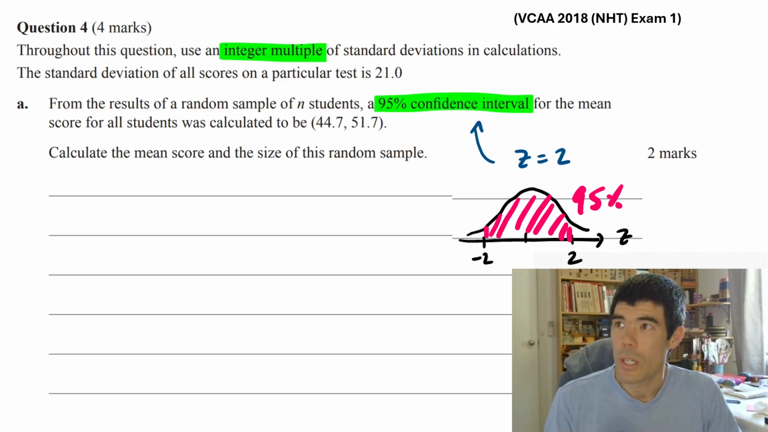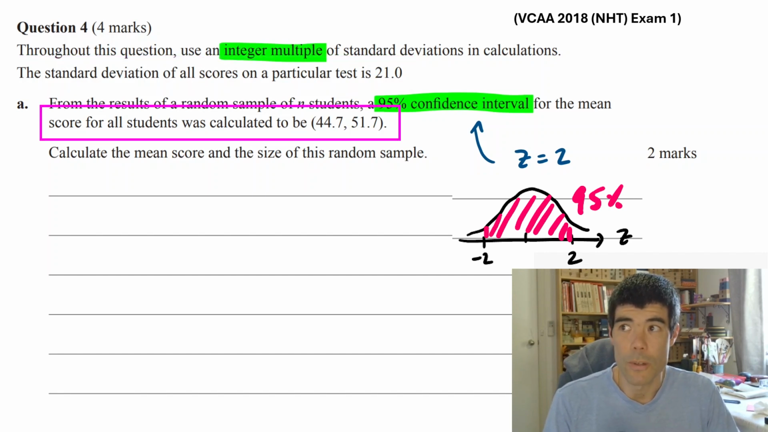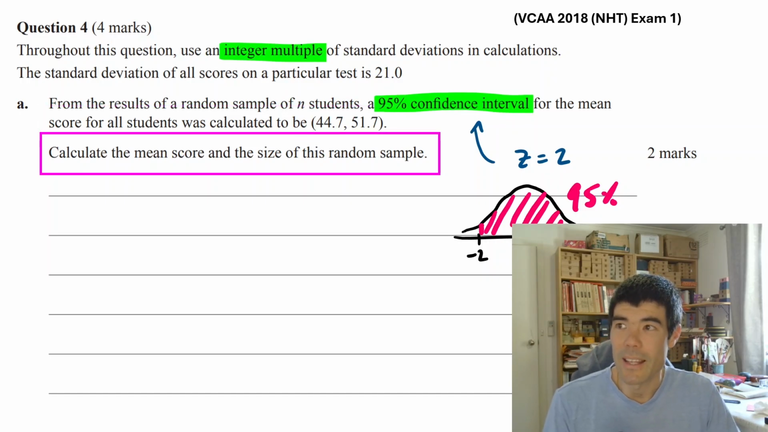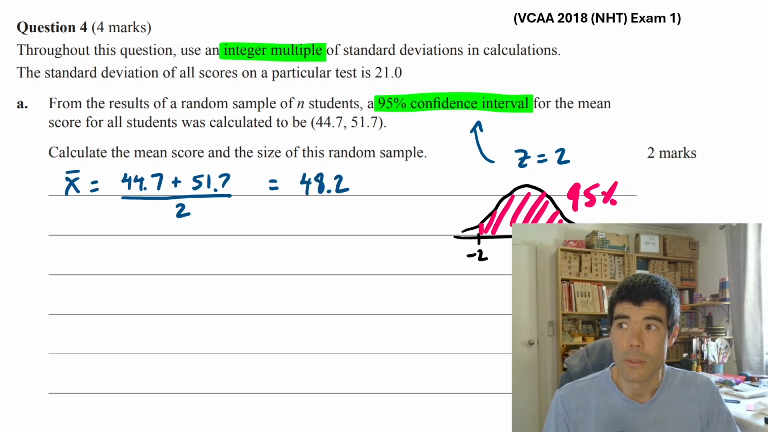So in this question, we're told the population standard deviation is 21. We're told the confidence interval goes from 44.7 to 51.7. So we need to find the mean and the size of the random sample, n. The mean is easy. It's just the midpoint of the confidence interval. So in this case, it's going to be 48.2.